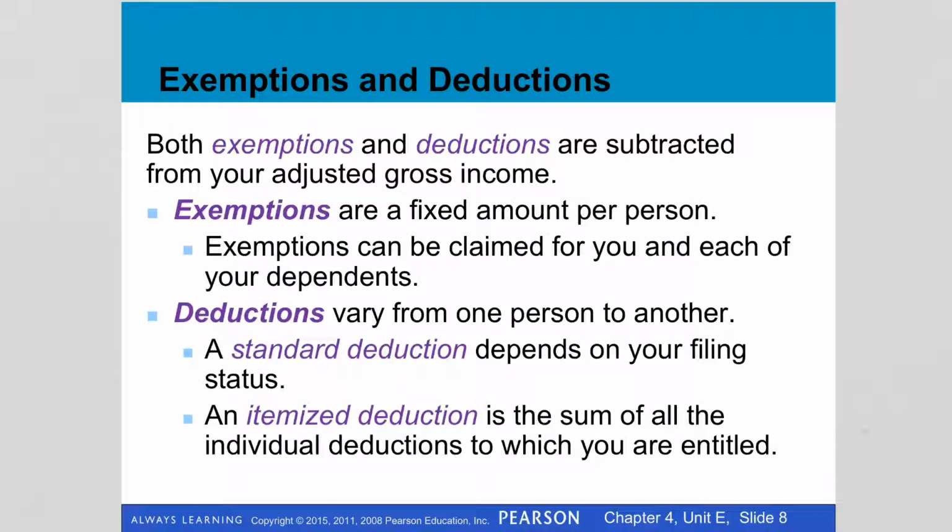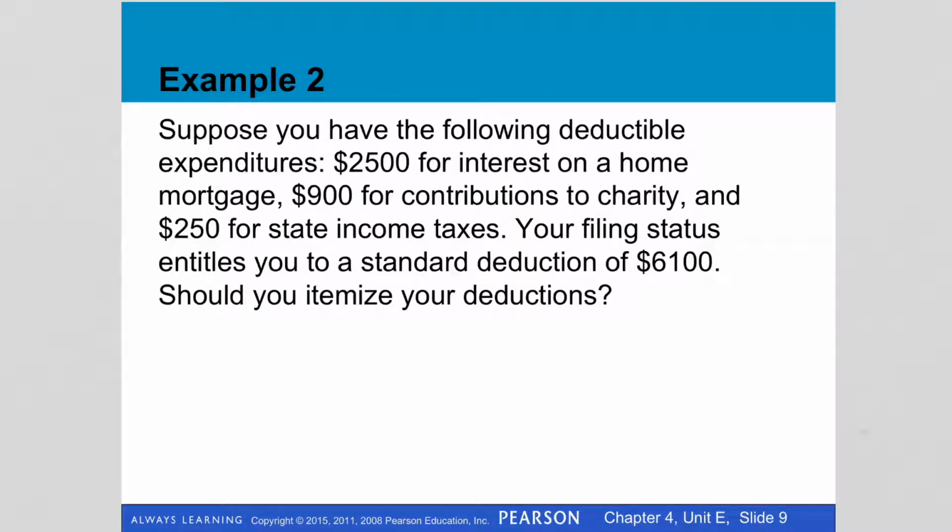With deductions, you can do a standard deduction or an itemized. Actually, I think that might have been the other way around. Anyway, a standard deduction is a set amount for each person depending on your filing status. Itemized is when you make charitable donations and stuff like that. A certain amount of that you can take off your taxes. So if you find out that itemizing is better for you, then you would do that. And we'll look at an example of that in a minute.